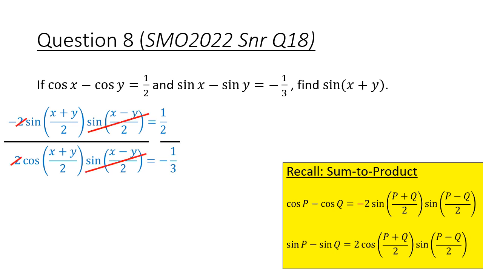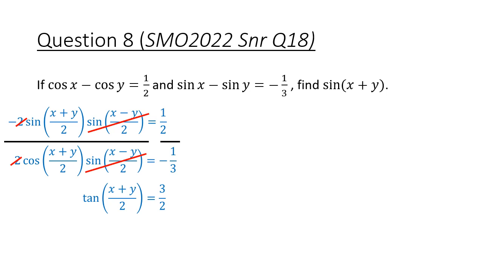A lot of things will cancel away, and what we'll get left is negative tangent of (x plus y) over 2 equals negative 3 over 2, and we can also get rid of the negative sign as well. So all in all, tangent (x plus y) over 2 equals 3 over 2. Now the caveat is that this is not the best method, but it allows me to employ the half angle formulas, which is quite fancy, so I'm going to do that.